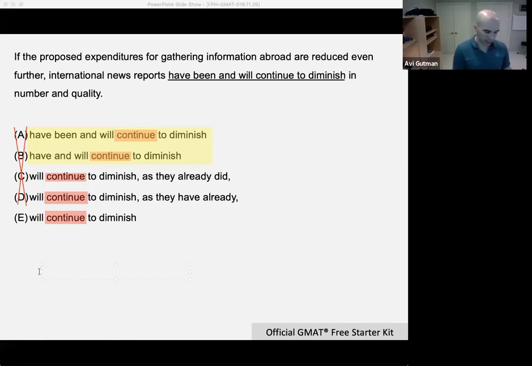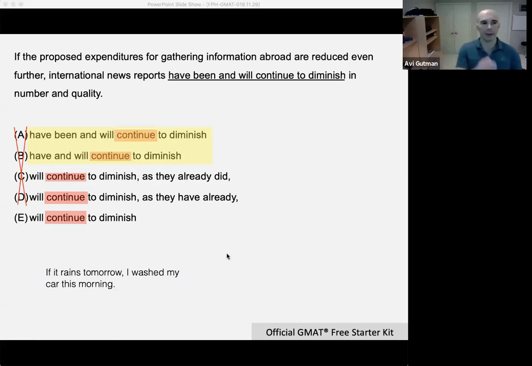So let me give you a kind of a nonsensical sentence to show you why A and B are wrong. So imagine if I said, if it rains tomorrow, I washed my car this morning. Do you see that? Do you see why that's nonsensical?